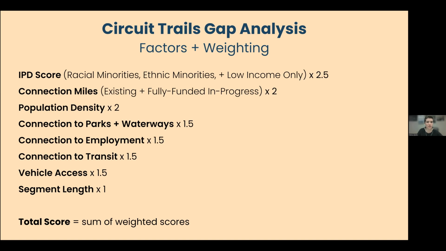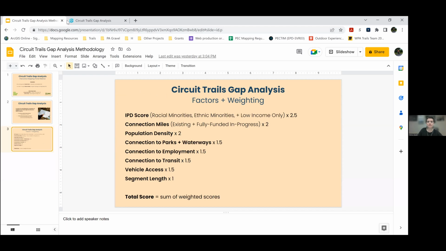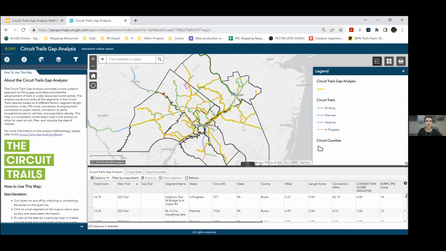So now we'll switch over to the tool itself. When you first open up the mapping tool, this is the screen that you'll see. Obviously, there is the map of the whole Circuit Trails region. This little legend box over here tells you what you're looking at. So the yellow is the Circuit Trails gap analysis layer. Those are the segments that we actually did the analysis on, and probably the data that you're going to be interacting with the most in this map.